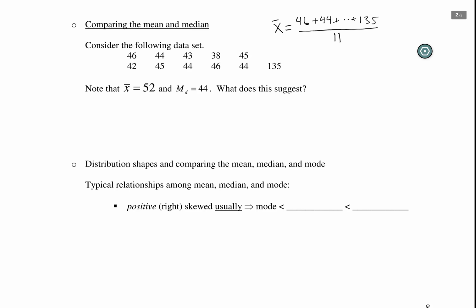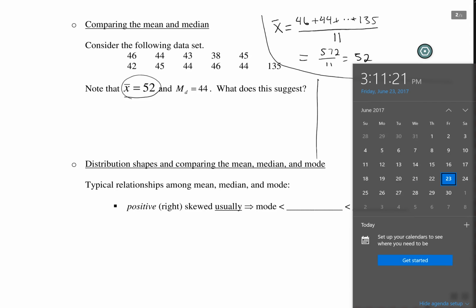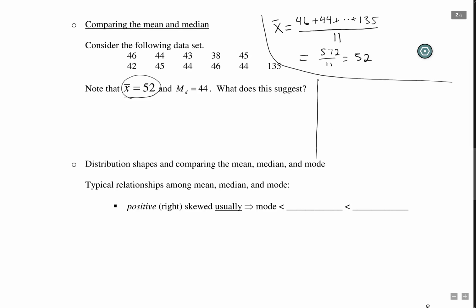If you add that up, that numerator there is 572, divided by 11, which is 52. Okay? So x bar is 52. Now the median, how do we get the median here? Well, let's have some space. I have to order the data first.